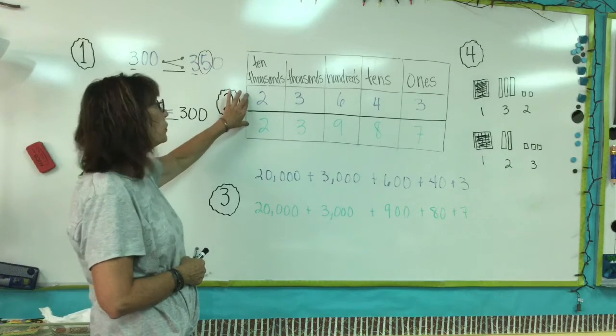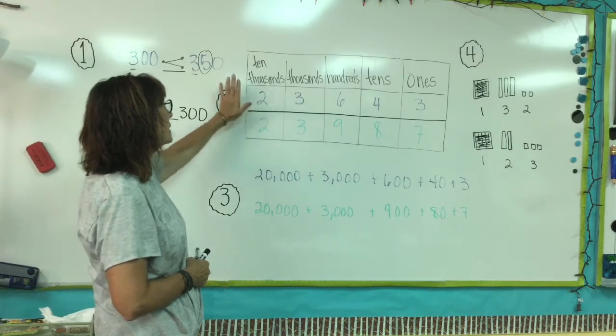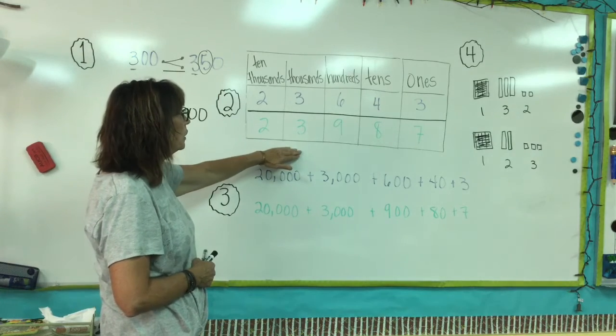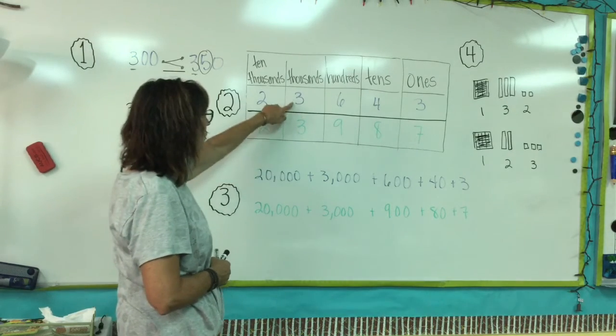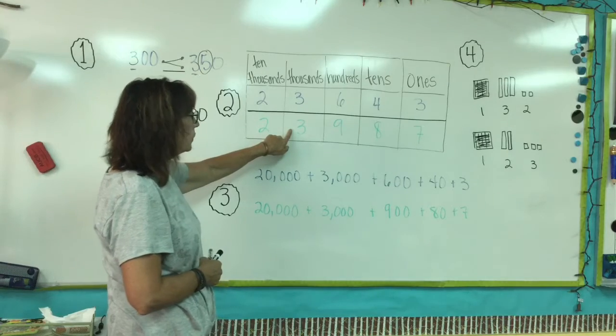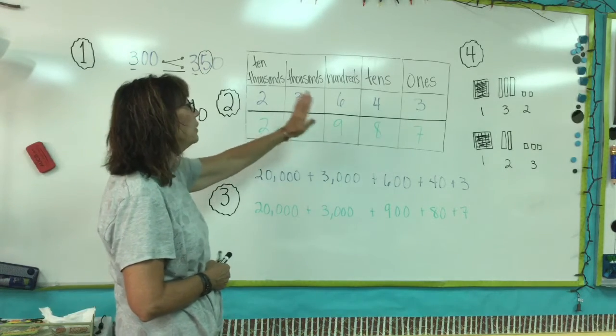So let's move to the place that is not as great as 10,000s, which is thousands. So now we're in the thousands place, and we have a 3 and a 3. So we know that those are the same. We're going to move to the hundreds place.